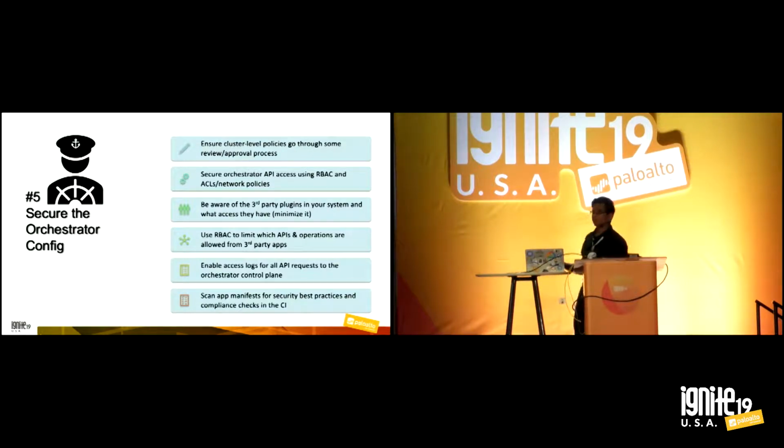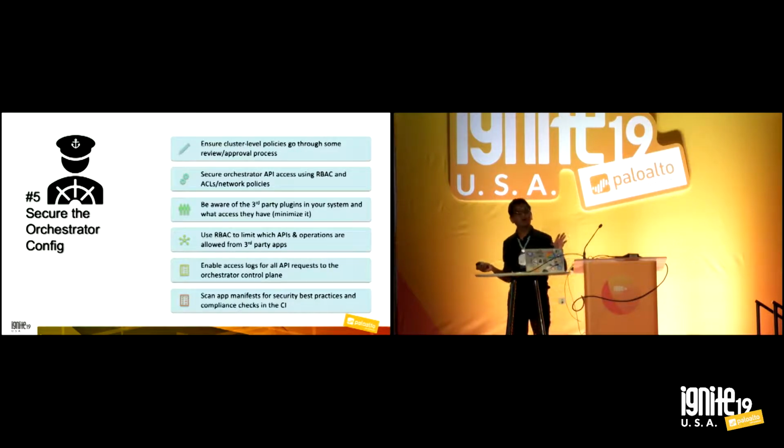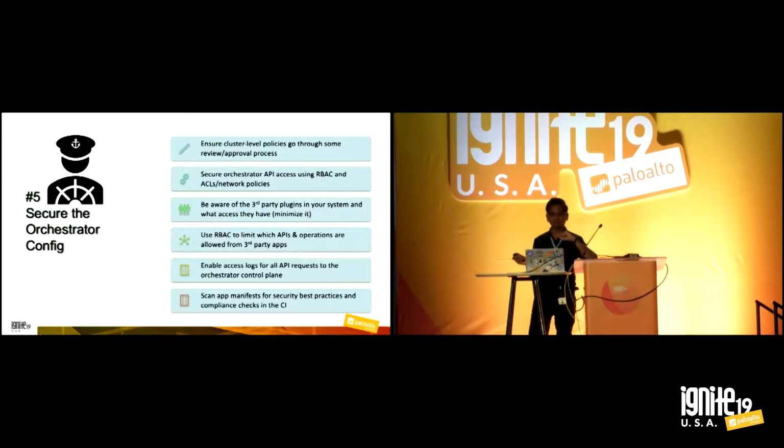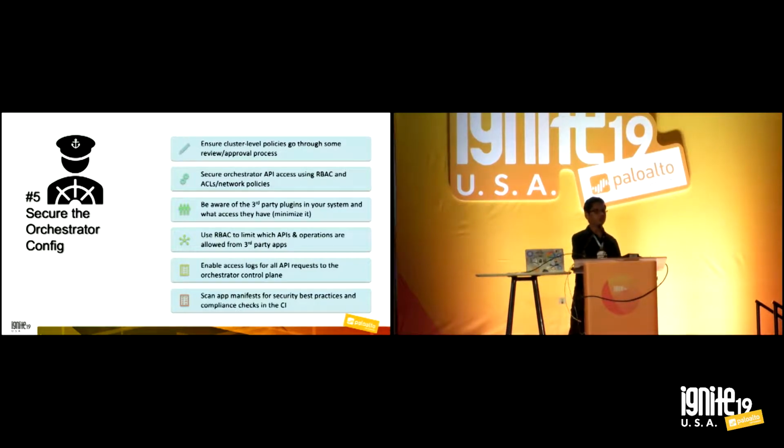Enable and log all the API requests. Kubernetes has a thing called audit logs. Every API call that's made to the Kubernetes control plane can be logged, but you need to enable this. It's not enabled by default. And then scan, as I mentioned multiple times, whatever you're deploying using the orchestrator, scan it before you deploy it.